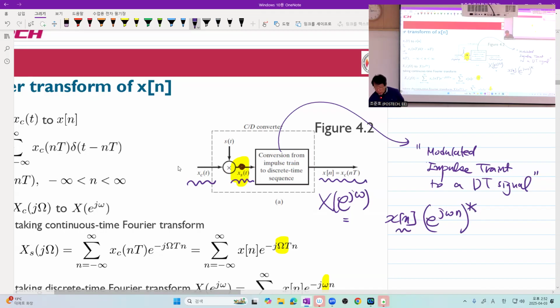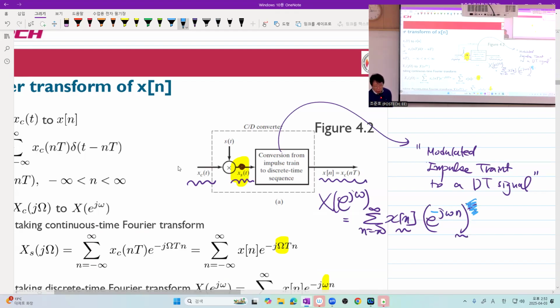And here, what are the variables? n's. So we have n. This is the definition of the DT Fourier transform, and the conjugation of the complex sinusoidal signal is just e to the negative j omega n. This is why, inside the summation, we have the product between the original signal and the e to the negative j omega n signal.